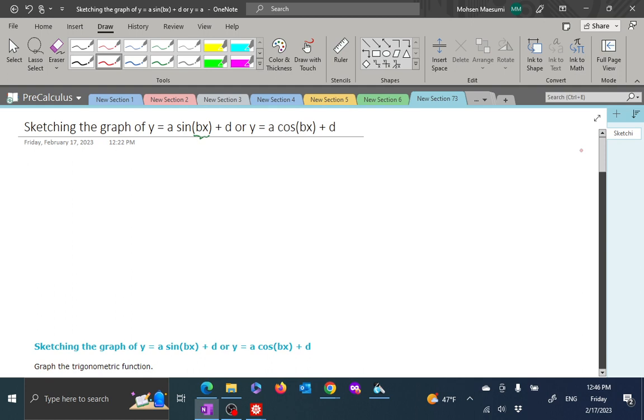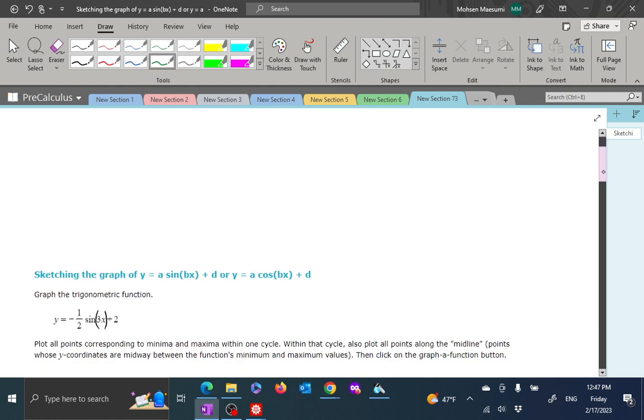Okay, so what do we have here? We have three actions. This is one action that you see next to x, that's going to change the picture horizontally. Then we have two other actions. One is this number that's multiplying your function from outside, and this thing that's added to the function at the end. Those are going to affect the graph vertically. So three actions to consider.